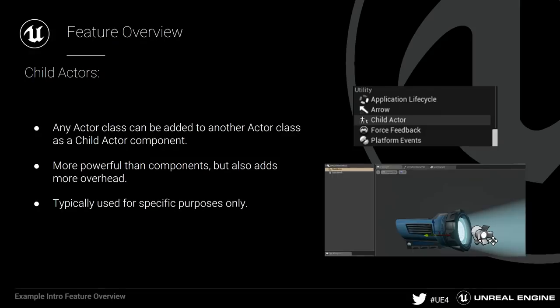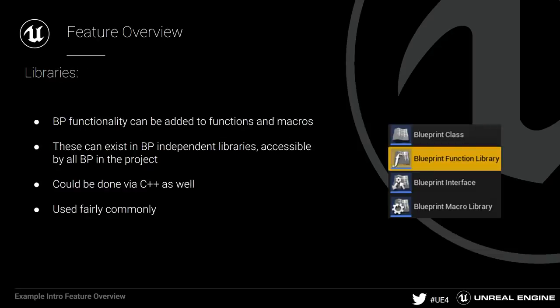Okay. You've got child actors. So it's literally another actor class that's been added as a child actor in another one. For example, this flashlight, the volumetric light beam thingy itself, and the light actors, that's a child actor that got added to the flashlight. We'll get back to this later on as well with a few examples. It's not that commonly used, I think. Typically, again, specific purpose only.